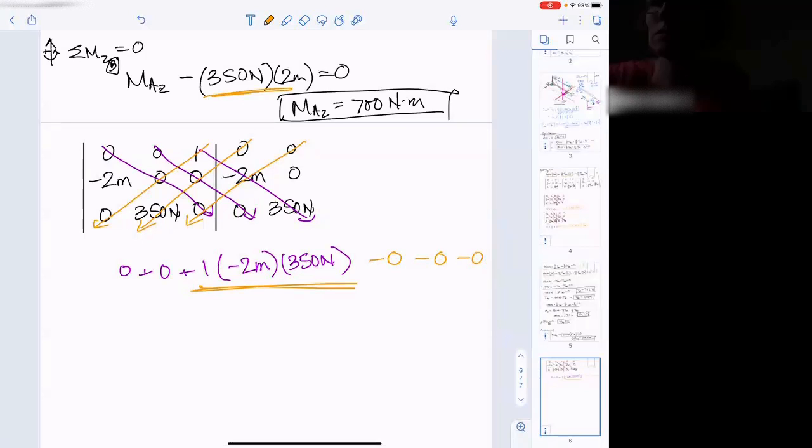All right, hopefully this was a helpful, detailed example of how we can solve for all of the reactions for a fairly complicated 3D rigid body equilibrium problem.